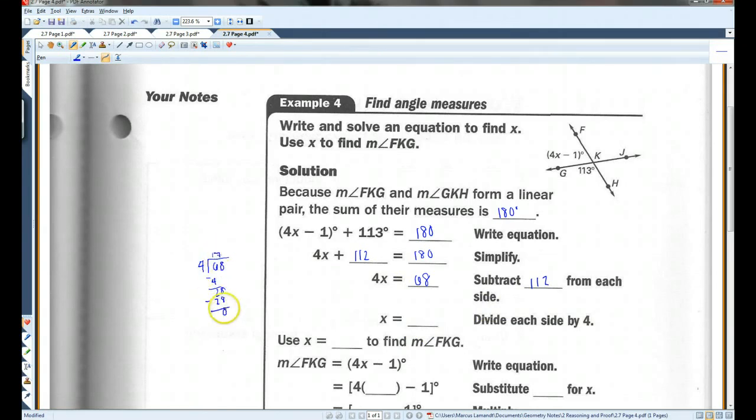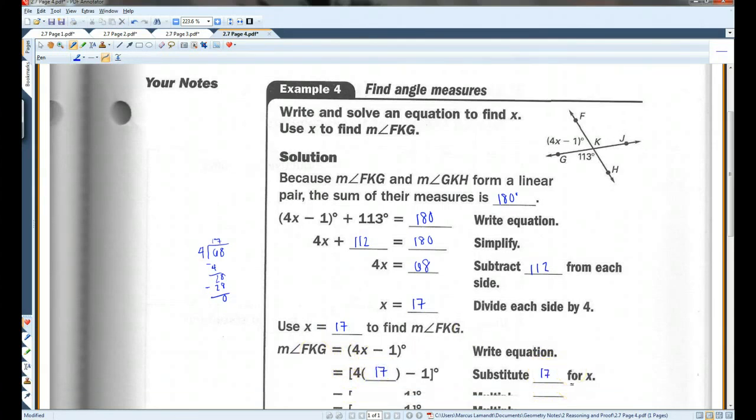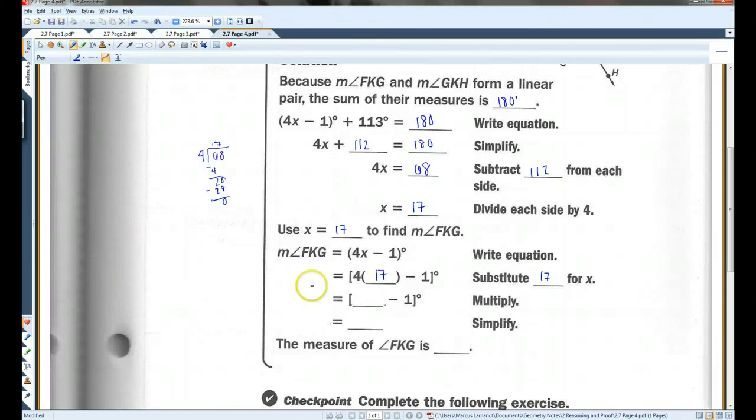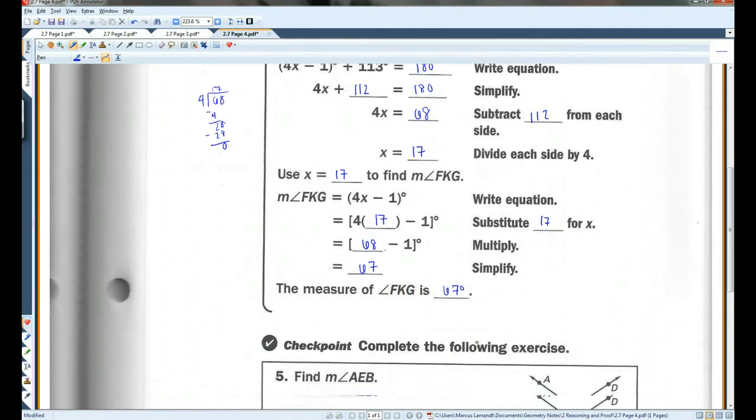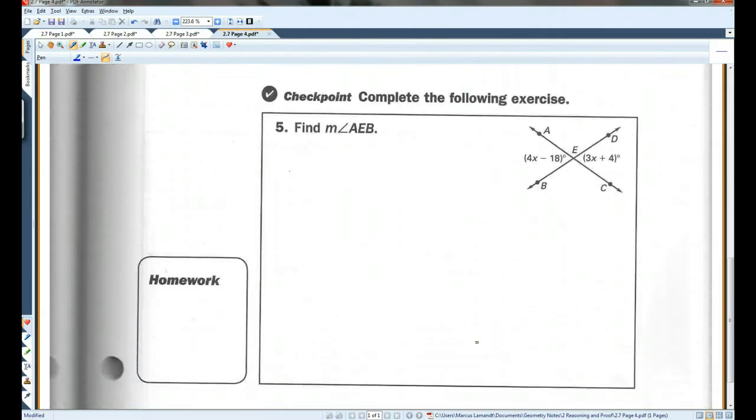You should get 17. Okay, so we know that x equals 17, but that's not the end of it. We need to use x to find the measure of angle FKG. That's this angle here. Basically, we just have to plug it in. I'm going to plug in 17 for x. 4 times 17 is 68. 68 minus 1, 67. So the measure of angle FKG is 67 degrees. Alright, and you guys can do this checkpoint. That's all for today.